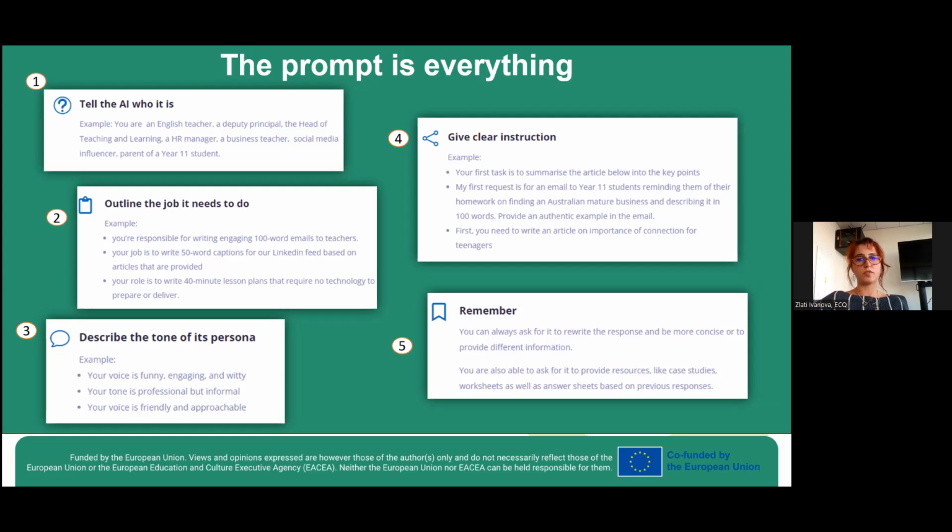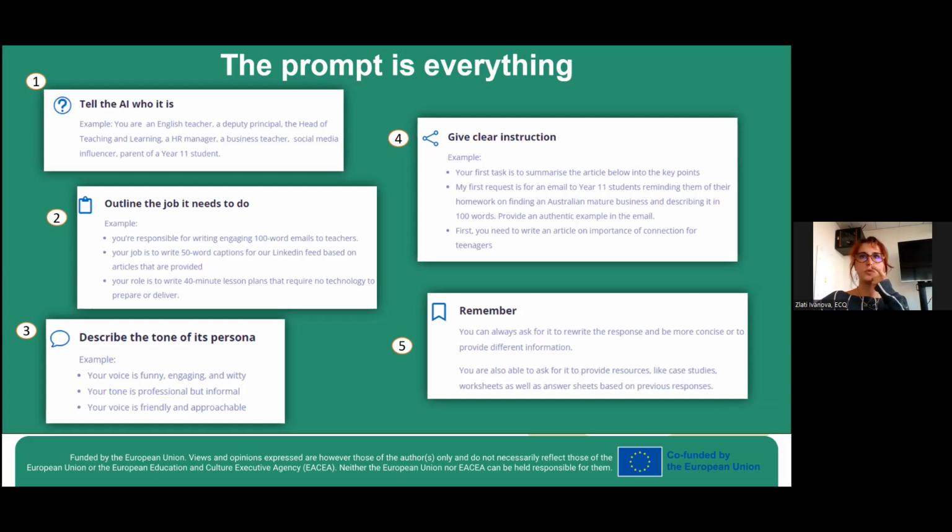Of course, a few of those steps can be missed, but if you're looking to receive the best possible answer, then it's best to give all 5 points. So the first one is tell the AI who it is. Why tell the AI who it is?